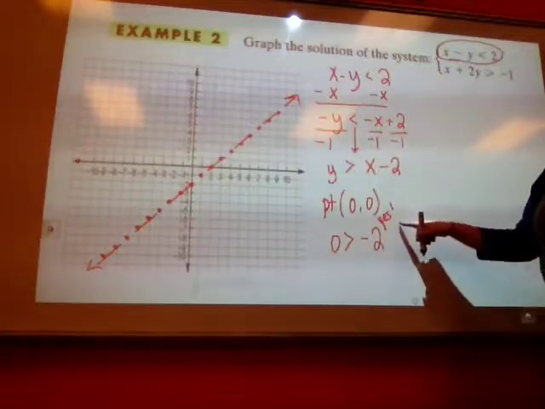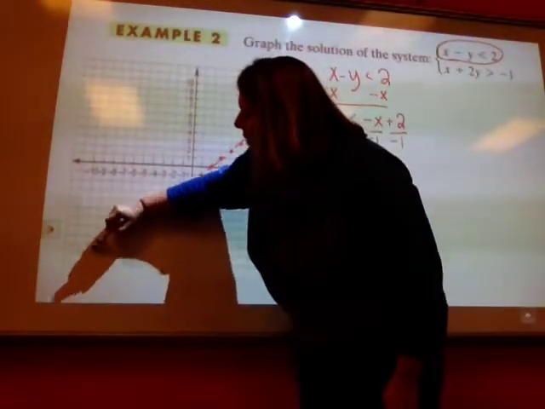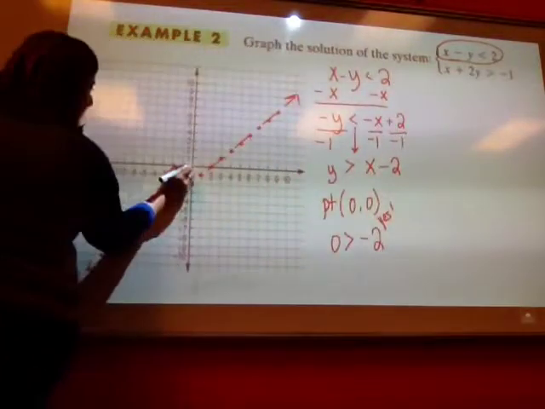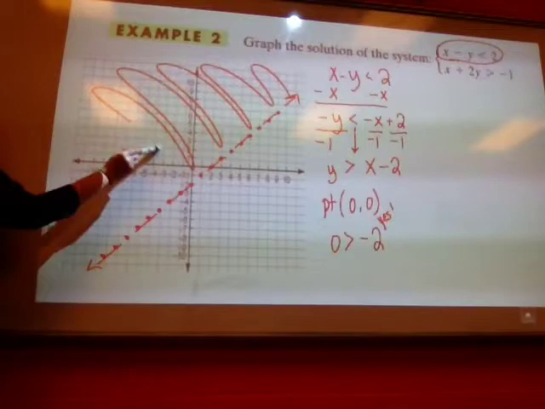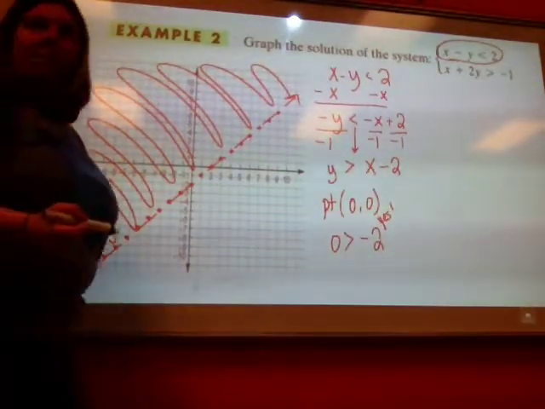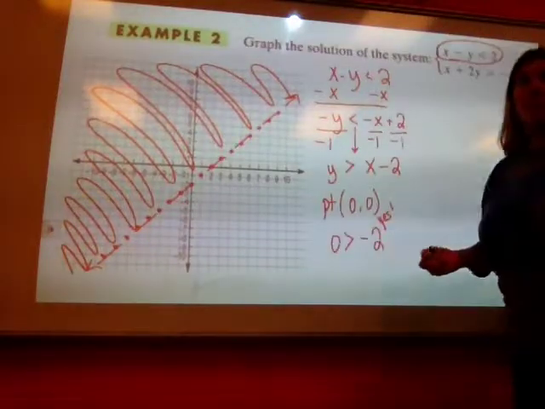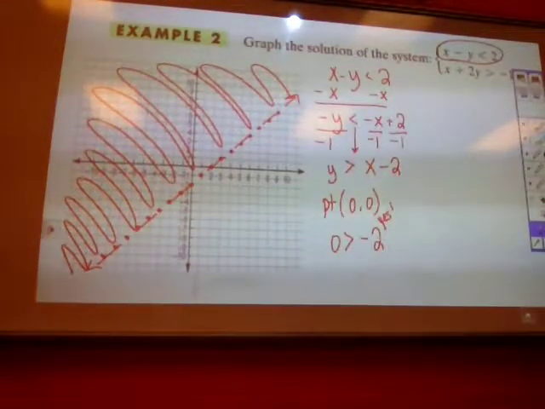You should be paying attention. That's a yes. So that means everything over here, because here's 0, 0, so everything over here is going to be shaded. Everybody agree with that? Yes or maybe? Yes. All right, let's look at the next one, because we got 2 of them we got to do.